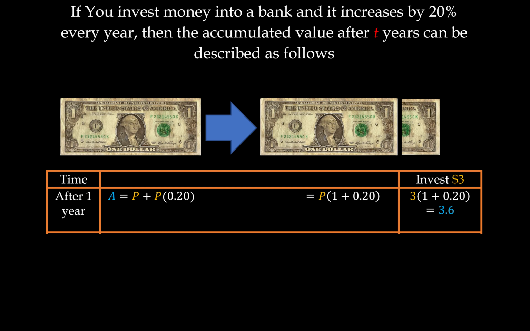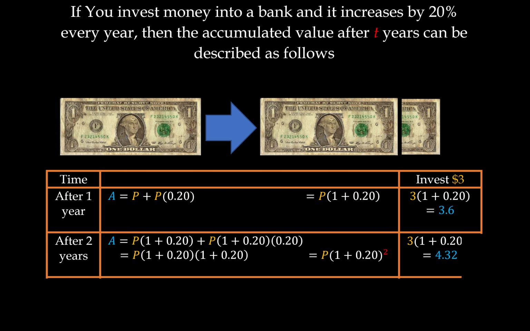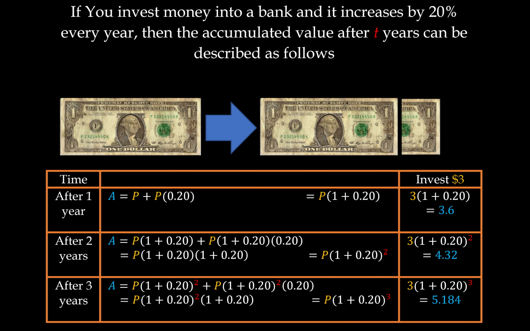What if I had an annual interest rate of 20%? Then I can describe my accumulated value after 1 year as my initial investment plus 20% of my initial investment. Then after 1 year, I would have $3.60. The amount I would have after 2 years would be my year 1 ending balance plus 20% of my year 1 ending balance. After I factor and simplify, I can find my ending balance to be $4.32. After 3 years, my ending balance would be $5.18.